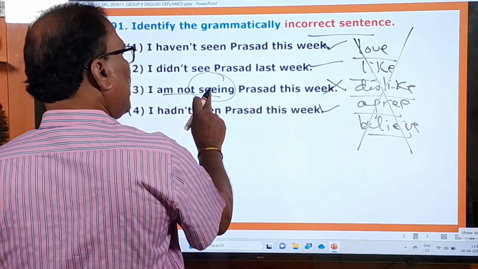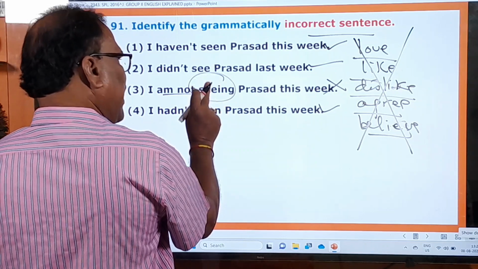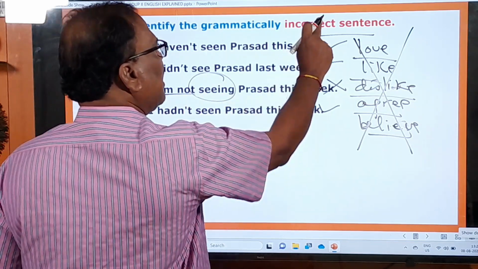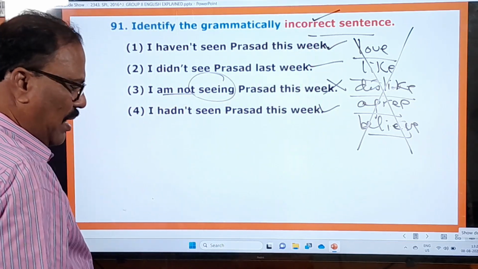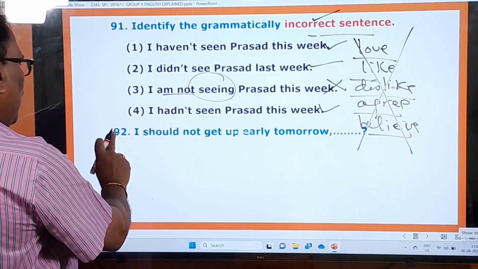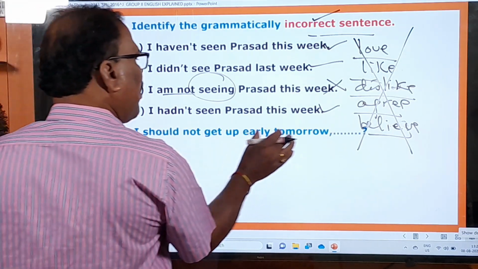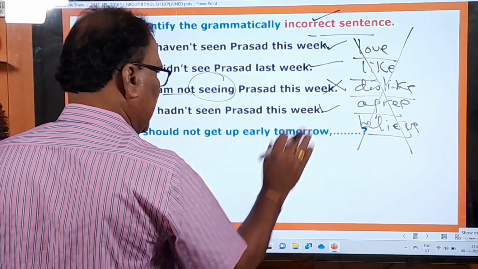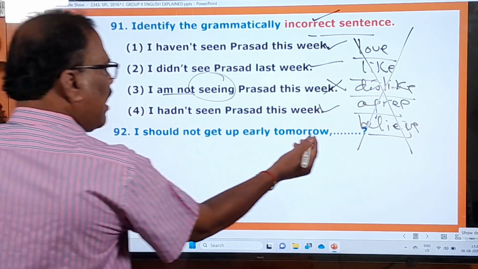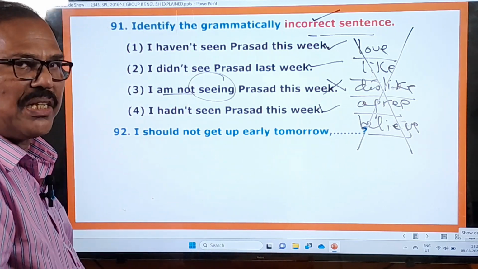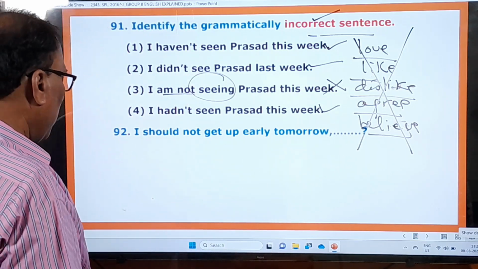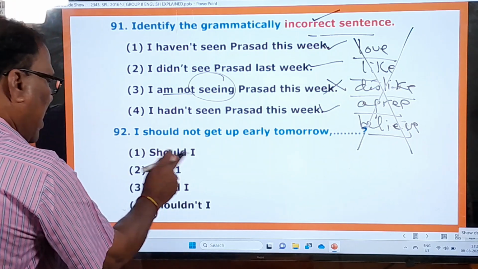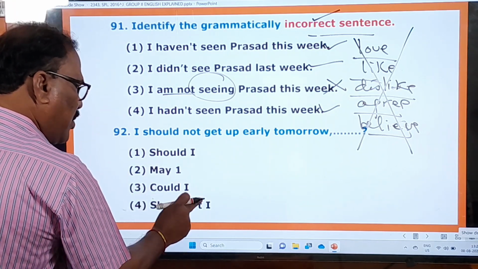So here, seeing is used in the continuous tense, and therefore, this sentence is incorrect. Okay, now you go to the next question. 92. I should not get up early tomorrow. That is the sentence. And here he is asking you for the question tag. What are the options? Let us see. Should I, may I, could I, shouldn't I?